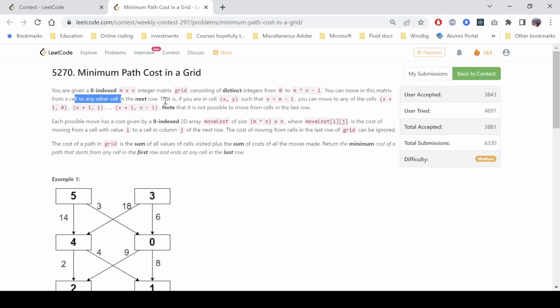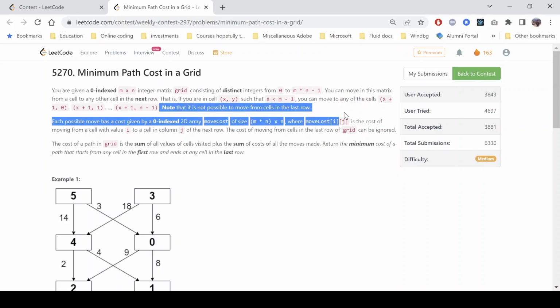That is, if you are in cell x comma y such that x is less than m minus 1, that is, if it is not the last row, then we can move to any of the cells in the next row. That is, x plus 1 comma 0, x plus 1 comma 1, up to x plus 1 comma n minus 1. Now note that it is not possible to move from the cells in the last row. So yeah, that is pretty obvious.